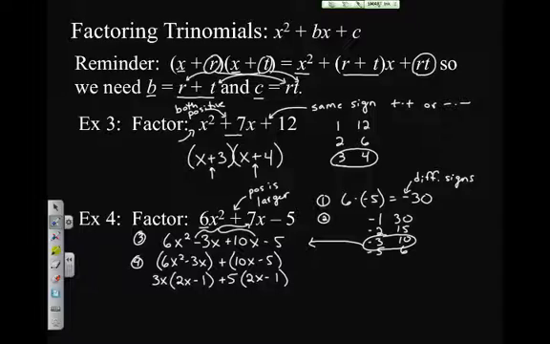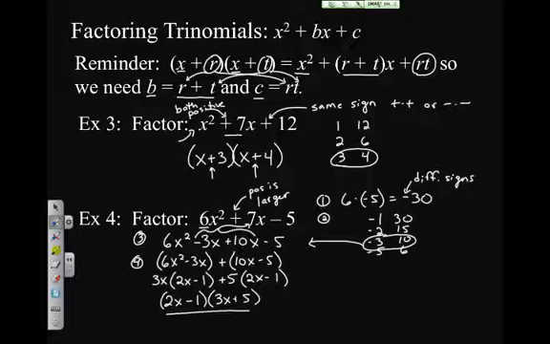So notice, now we can factor out a 2x minus 1 from each of those. So we factor out a 2x minus 1. And what's left? 3x plus 5. And that gives us the factorization of 6x squared plus 7x minus 5.